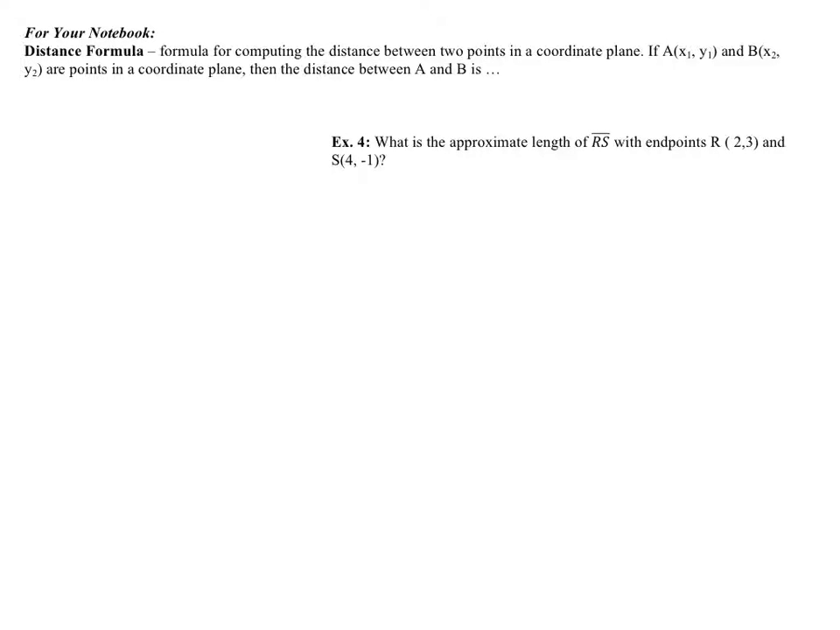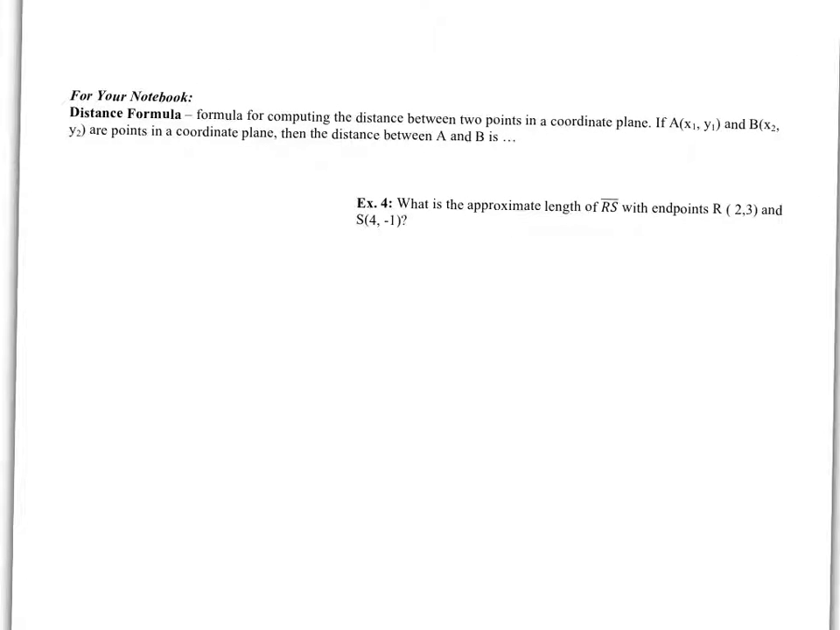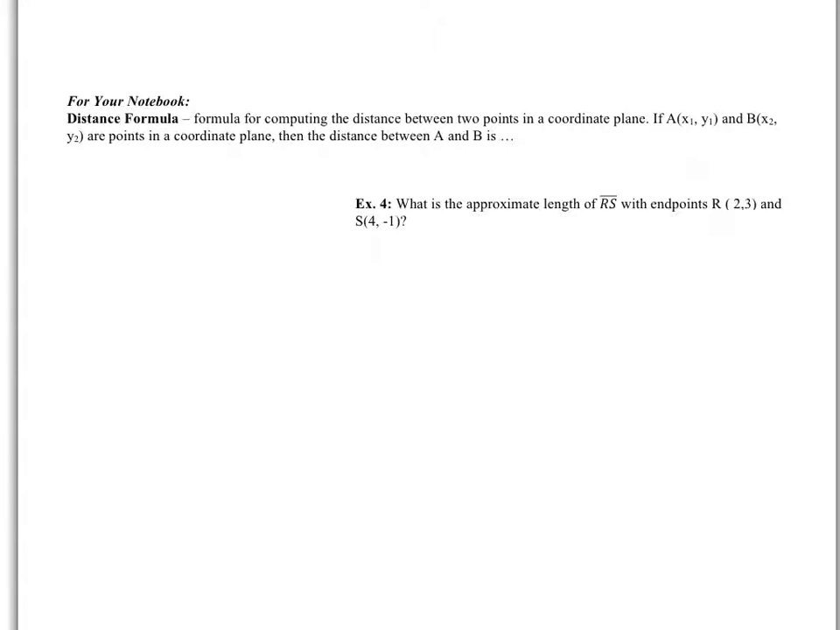Okay, continuing on with the distance formula, we're just going to go through this and do this example, and then we should be good to go. In this case, the distance formula, so it's just talking about what it is. Distance formula: the formula for computing the distance between 2 points in a coordinate plane. If A is (x1, y1) and B is (x2, y2) are the points in the coordinate plane, then the distance between A and B is what?